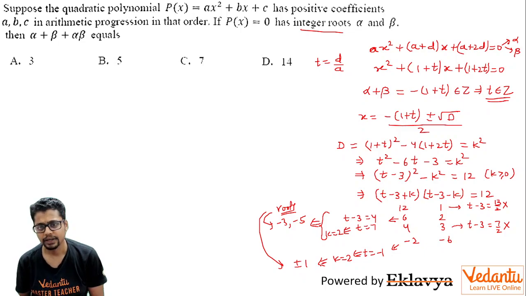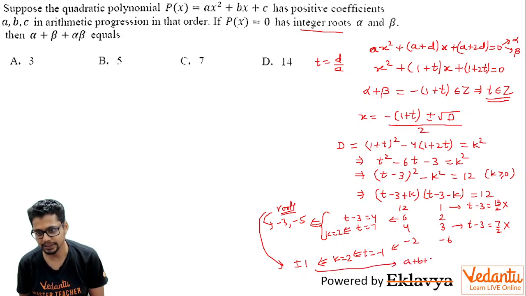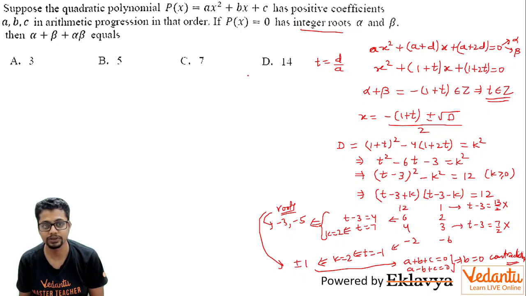Now here you may say that if roots are plus minus 1, that essentially means that a plus b plus c, 1 being a root, is 0, and a minus b plus c is also 0. That means b is 0. But this is a contradiction. Why? Because it has been given that a, b, c are all positive. Positive coefficients they are. Yeah. So that means roots are supposed to be minus 3 and minus 5.